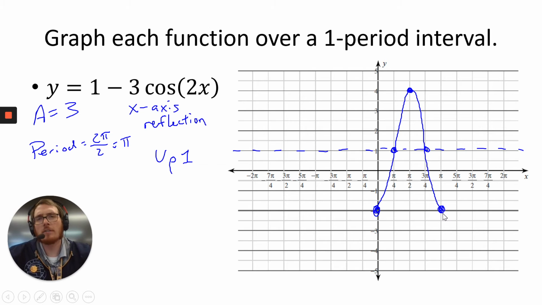When you're trying to pick graphs that match, whatever the equation is, like if you're looking at a multiple choice homework question, what you want to focus in on is what's the period and how far away is it from the equilibrium point.